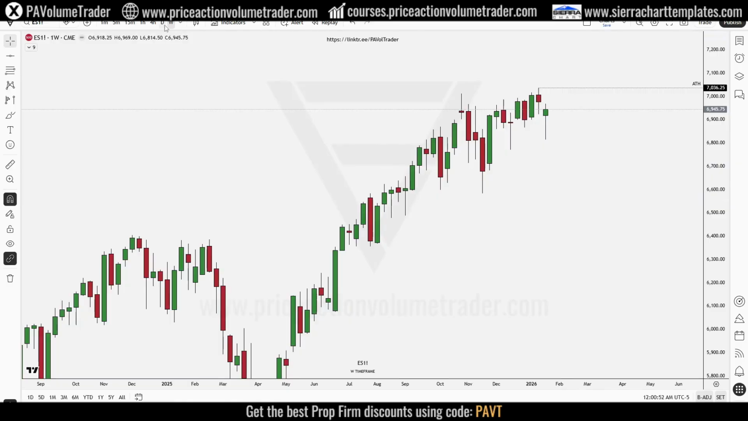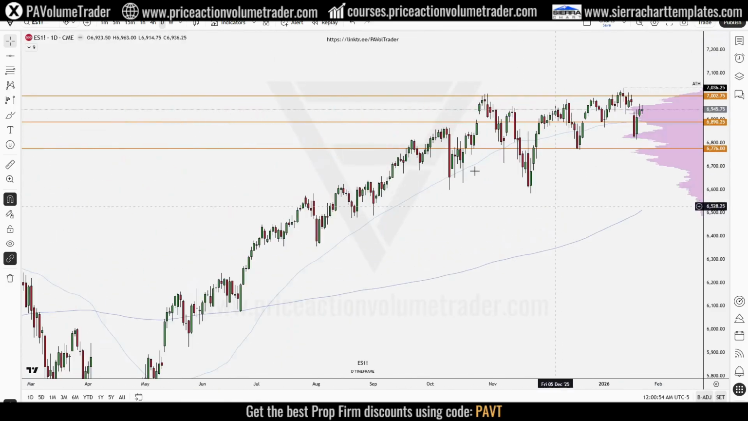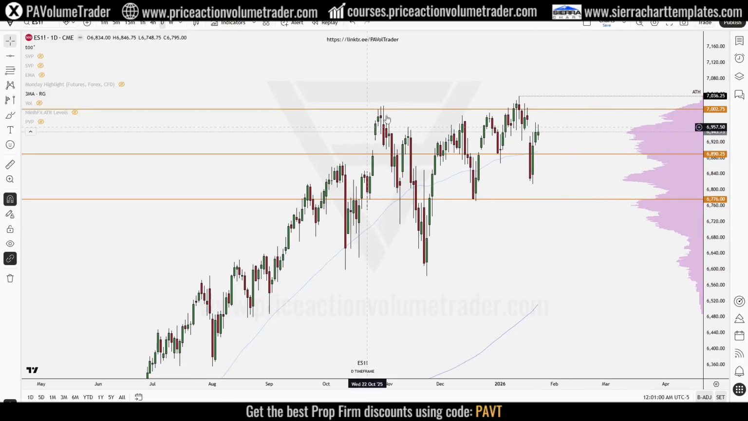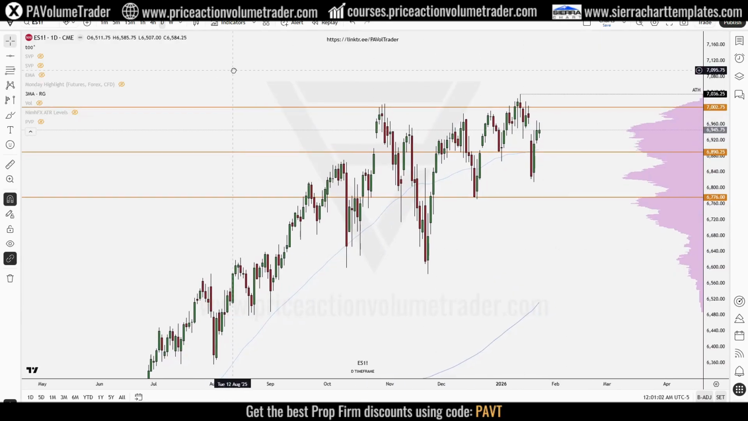Okay, so if we go down into the daily, and I'm going to open this so you can see my list of indicators there as well. So you can see on the daily, pretty much the only indicator that I have enabled is the 3 moving averages. Okay, and it's called 3 Moving Averages by Ray Gizmo.